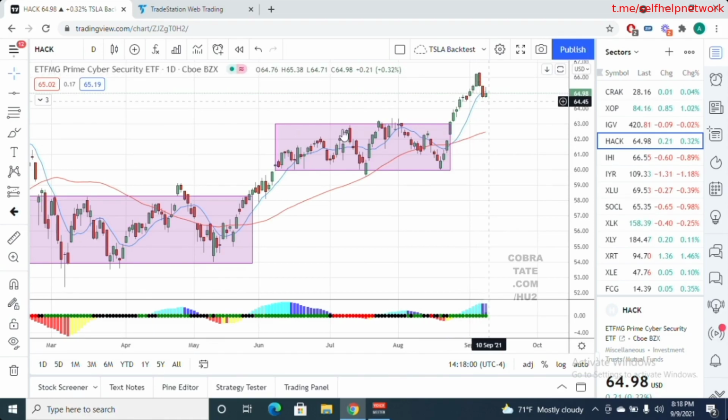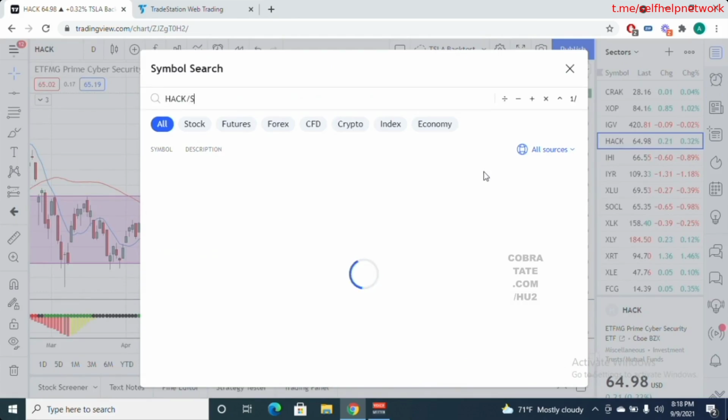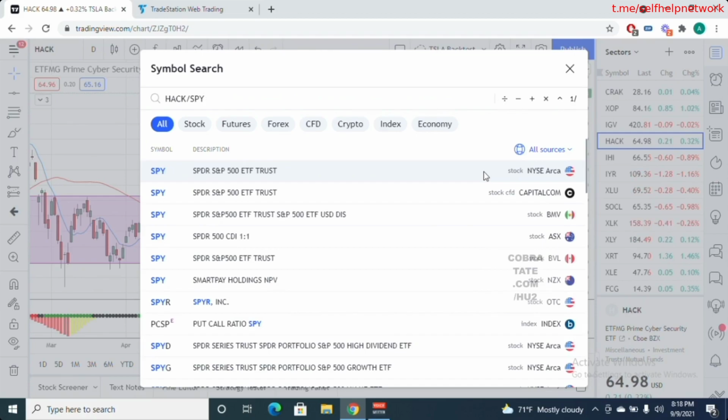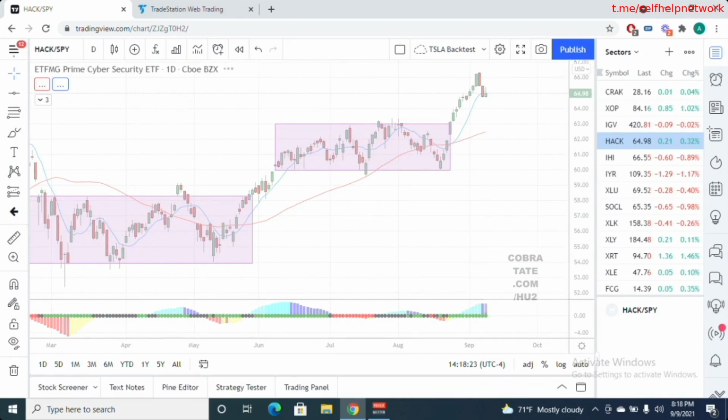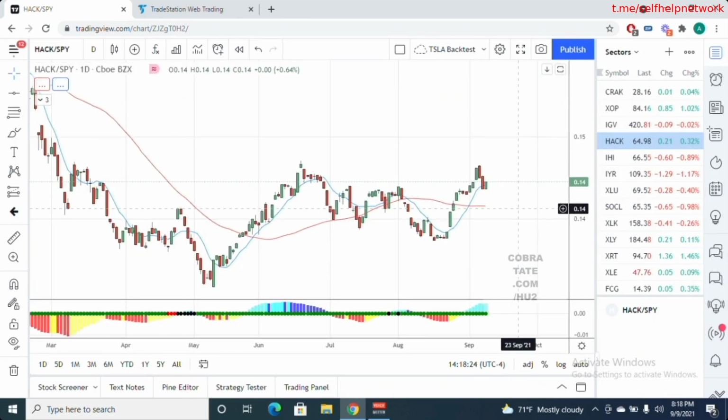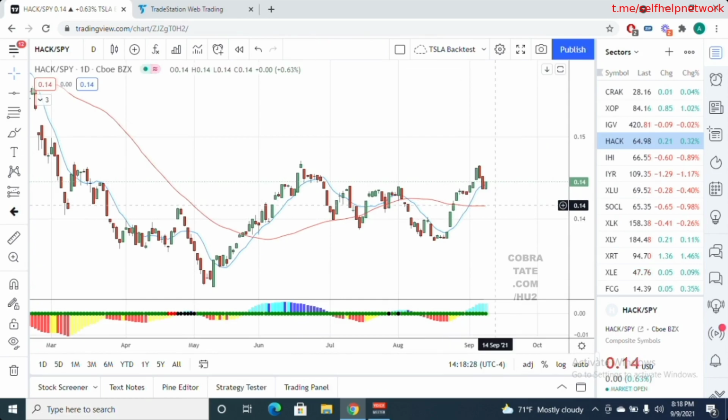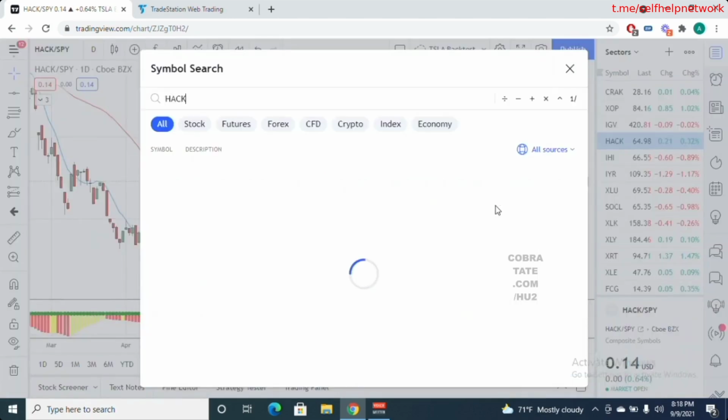So when I see a consolidation like this in a sector or in an ETF, the next thing I will do is compare it to the SPY. In TradingView, you can do that by just writing the name of the sector and divide /SPY. Alright, so the comparison is above the 50 EMA, which means it has medium-term positive momentum. In this case, if this filter is met, I will go through the components of hack.